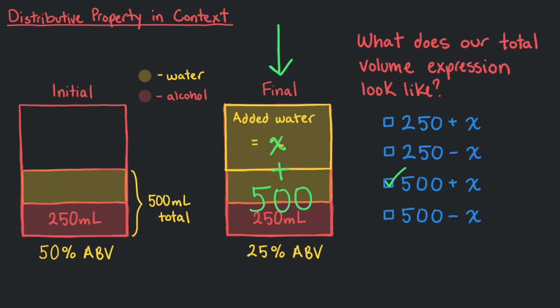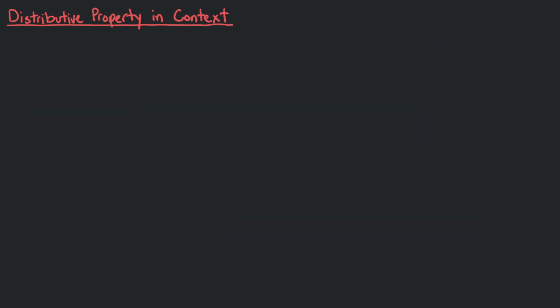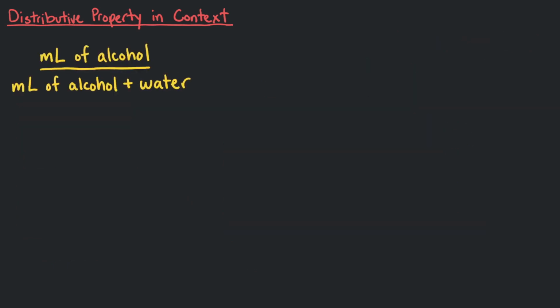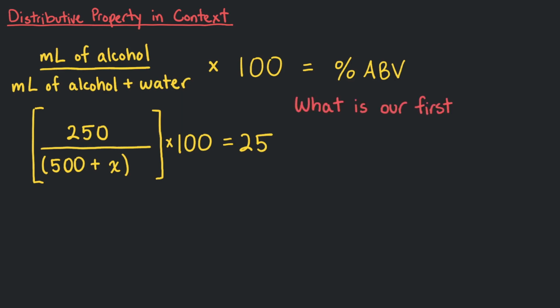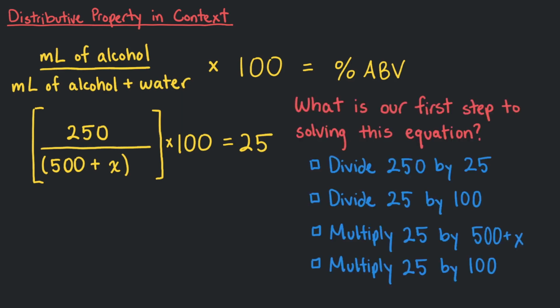Since we know that this diluted mixture is 25% ABV, we know that the fraction of the milliliters of alcohol over the milliliters of alcohol and water times 100 equals the ABV. So our total equation now looks like this. 250 milliliters of alcohol divided by 500 plus X milliliters of alcohol and water, all times 100 equals 25. Now we can just solve it. What is our first step to solving this equation?